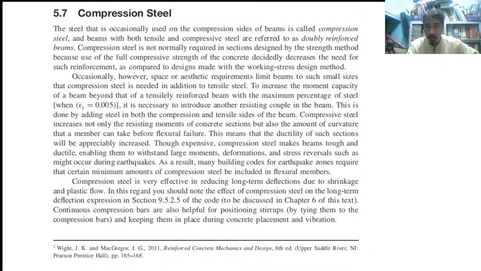Compression steel. Meaning we are now going to the doubly reinforced, because we are going to talk about the steel reinforcement at the top. The steel that is used is called compression steel. The beams with both tensile and compressive steel are referred to as doubly reinforced. Compression steel is not normally required in the strength method because use of the full compressive strength of the concrete decidedly decreases the need for such reinforcement, as compared to design made with the working stress design.